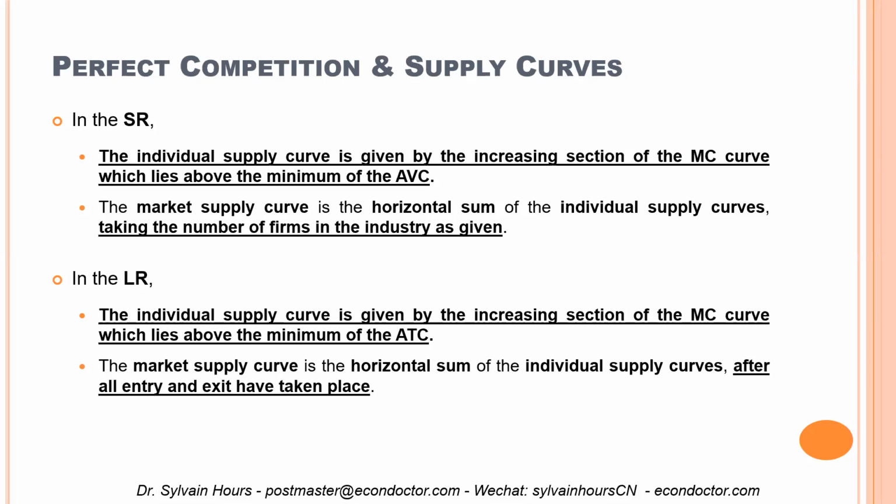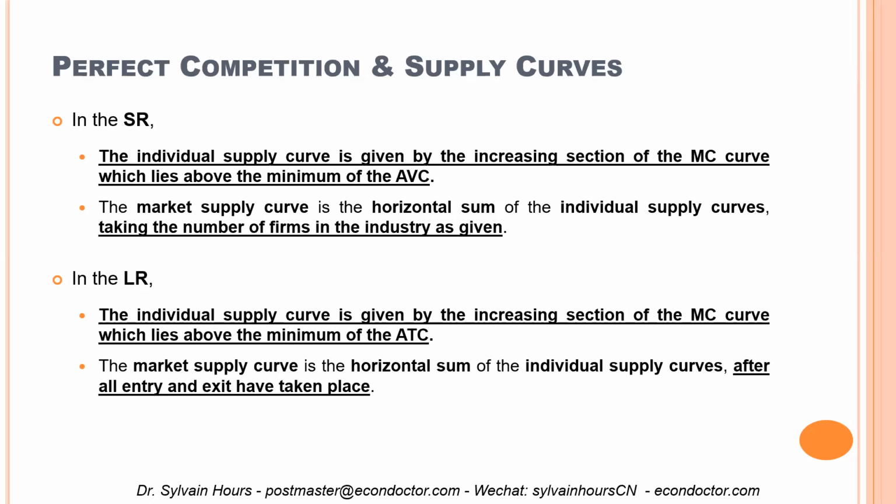It's a relationship between different market prices and different quantities. But in the long run, because the price is always the same, equal to the minimum of the average total cost, it doesn't make much sense to define and to talk about the long run supply curve for one individual firm. But still, we could do it.